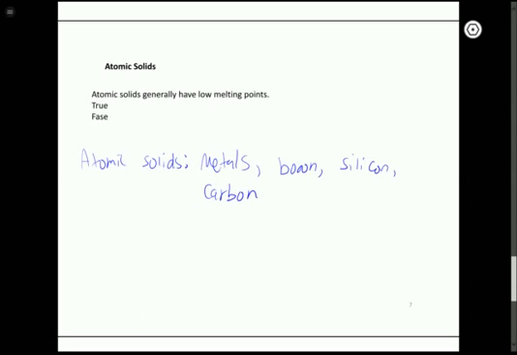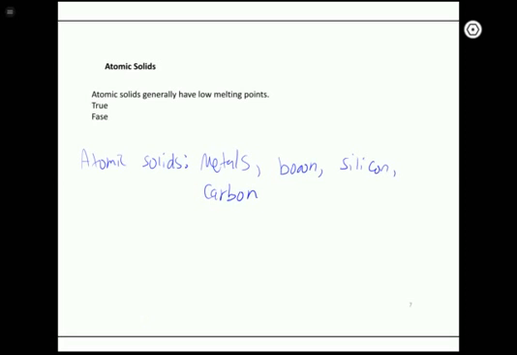So in atomic solids, the reason they exist as solids and not as gases, as a lot of atomic compounds do, like the ideal gases, is because they have very strong bonds holding them together in 3 dimensions. In metals, we have metallic bonding, and in non-metal atomic solids like boron, silicon, and carbon, we have network covalent bonds. So covalent bonds extending in all directions, an infinite dimension, if you will, so they go out forever. And those are holding them together.